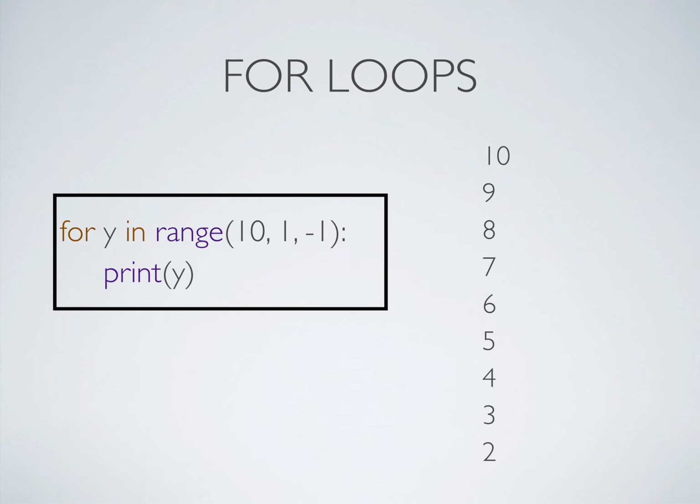So again, this is how you can go backwards with for loops. You have your start be higher than your stop, and then you have your skip be a negative number. It's pretty cool.